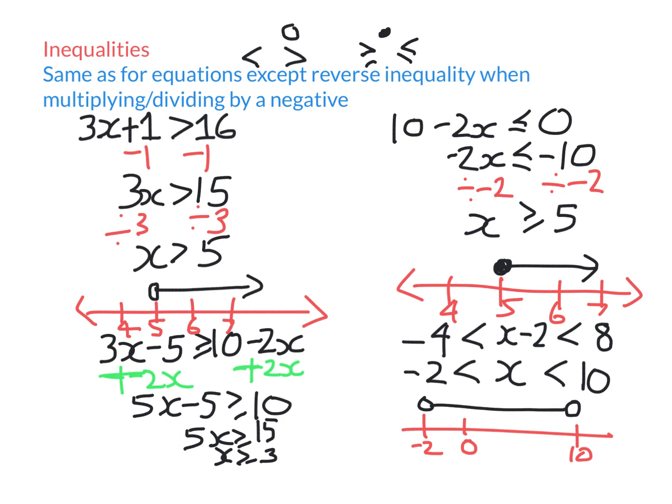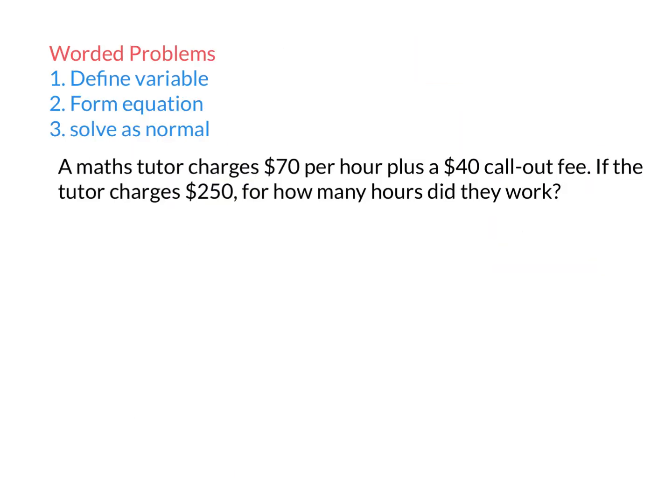All right, let's now look at some worded problems. So when you have to use equations to solve a worded problem, define the variable. That means let x be whatever you're trying to find. Then you form an equation and solve. So a maths tutor charges $70 per hour plus a $40 call out fee. If the tutor charges $250, how many hours did they work? So what we want to find here is the number of hours. So we let x equal the number of hours. That's step 1, defining the variable.